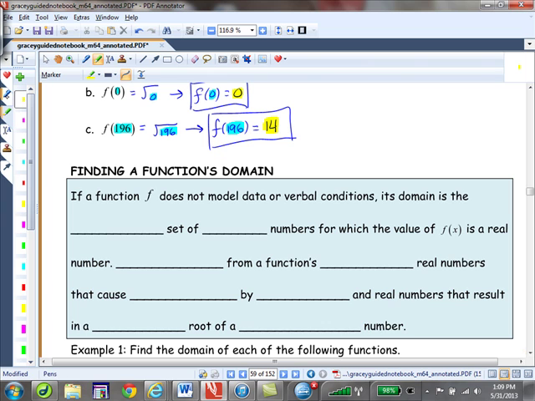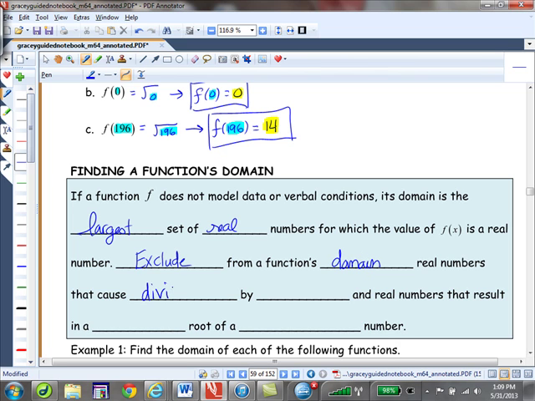finding a function's domain. If a function f does not model data or verbal conditions, its domain is the largest set of real numbers for which the value of f at x is a real number. Exclude from a function's domain real numbers that cause division by 0 and real numbers that result in a square root of a negative number.